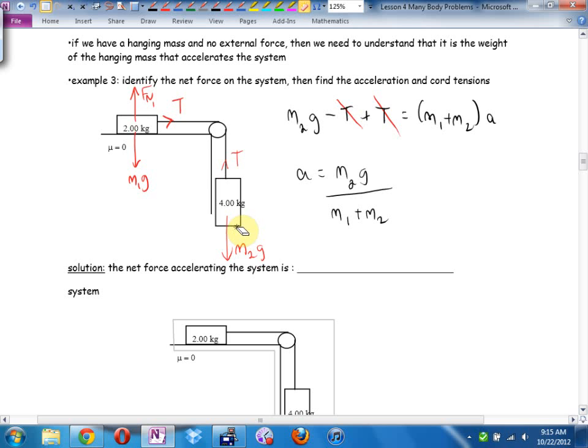Okay. What do you get? Let's put in the numbers, I guess we should. 4 times 9.8 divided by 6.